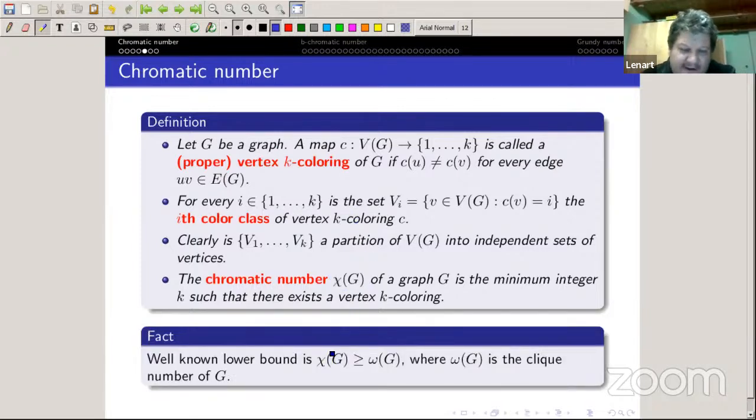A really well-known fact is that chi of G is greater than or equal to omega of G. Why is that? Omega of G is the clique number, so every two vertices are adjacent. This means that every two vertices from this clique need to receive different colors. And this is already the reason why this inequality holds.